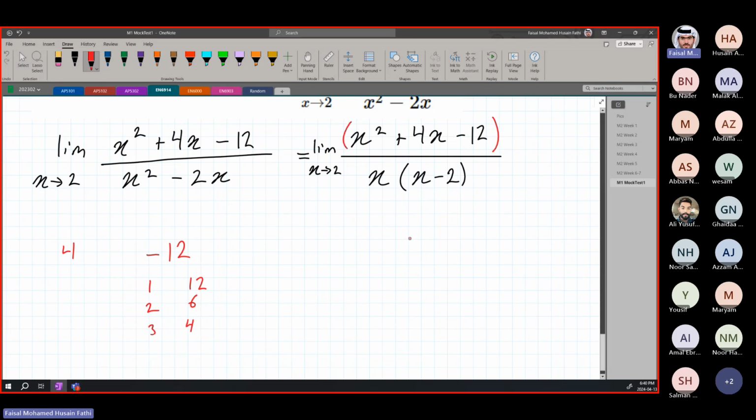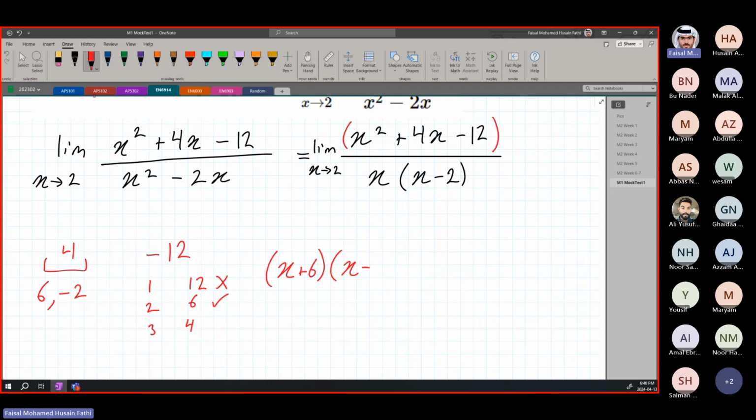Since we have a negative value, one of these values has to be minus, and we'll figure that out using the 4 over here. So minus 12, 12 minus 1 or 1 minus 12, nope, that does not give us 4. 2 minus 6 does not give us positive 4, but 6 minus 2 does. So we know that it's 6 minus 2, which will be equal to 4. So these are going to be our factors, x plus 6 and x minus 2.